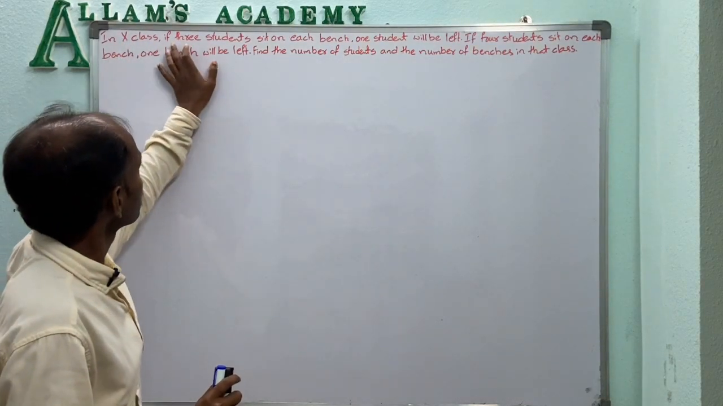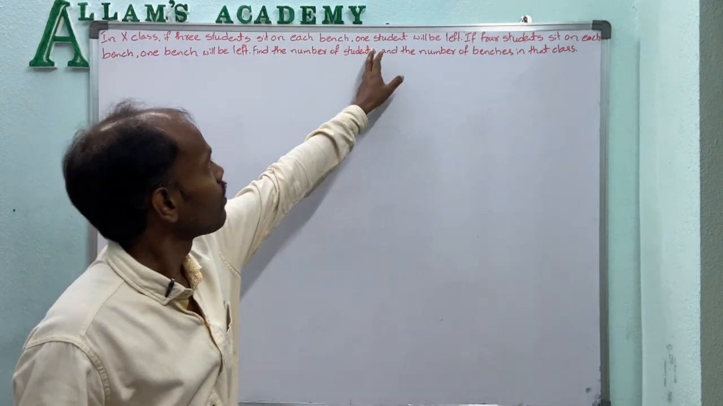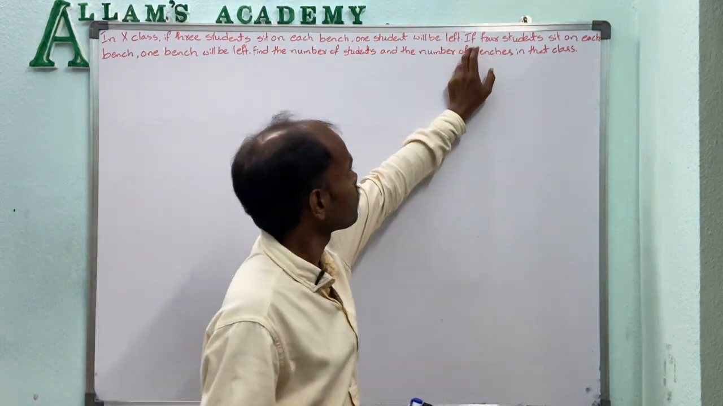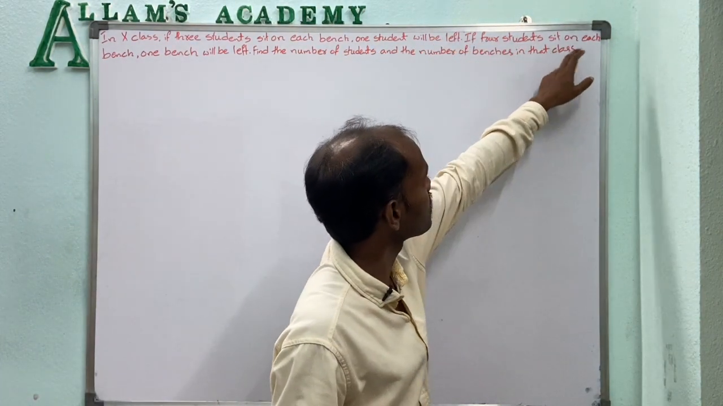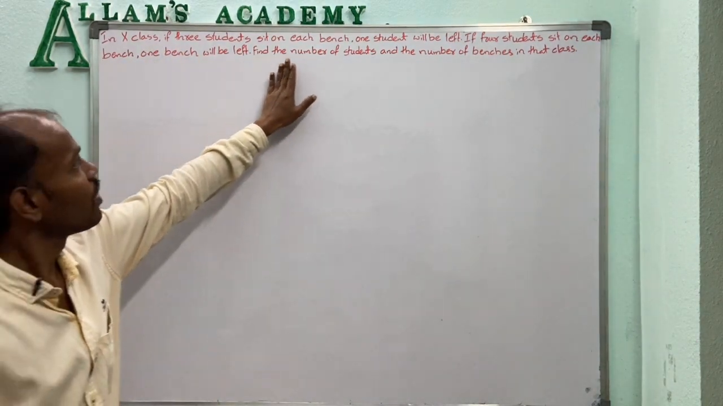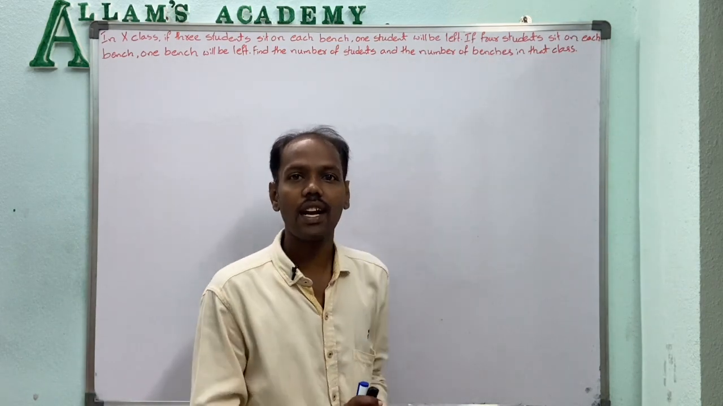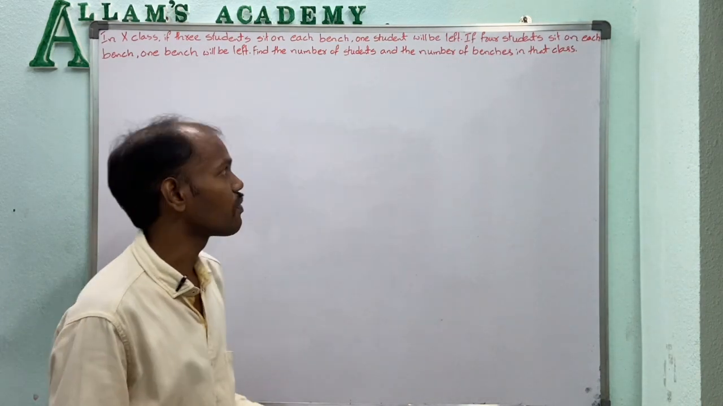In 10th class, if 3 students sit on each bench, one student will be left. If 4 students sit on each bench, one bench will be left. Find the number of students and the number of benches in that class. Okay, that is the information given.